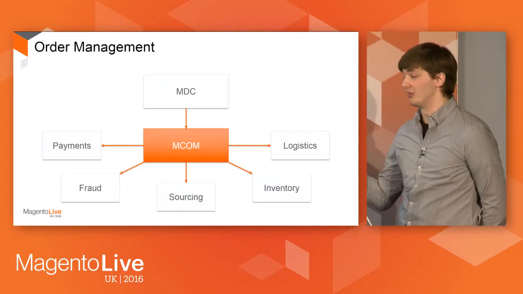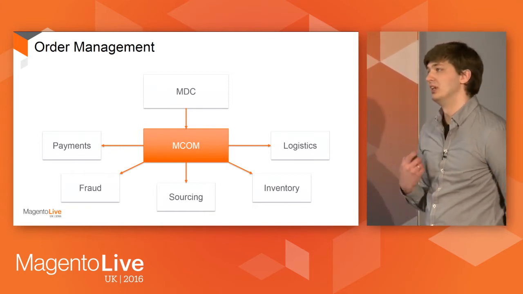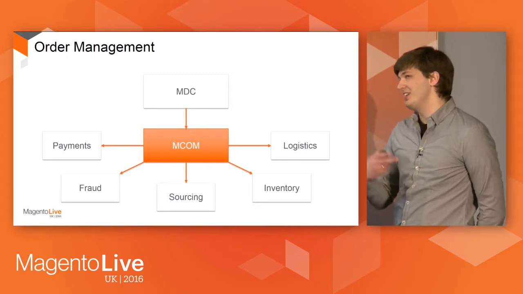So all of those systems out there, MCOM, one of its features is to be an orchestrator for all of those systems, to make them work together to fulfill the order. And most of those processes, as I said, require remote communication with a system that normally already is in the client infrastructure.